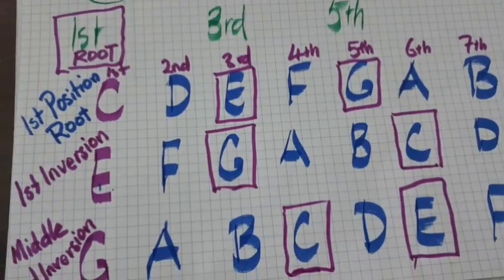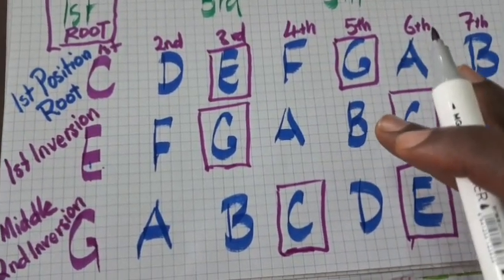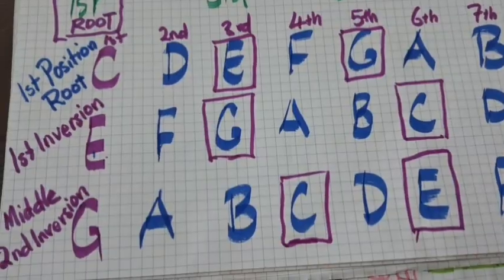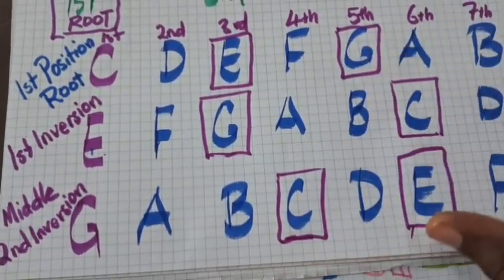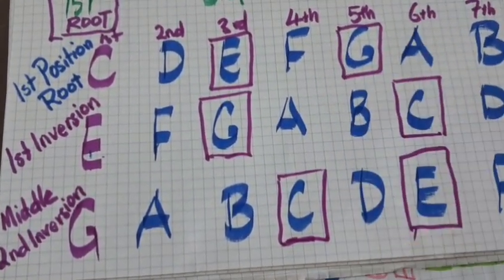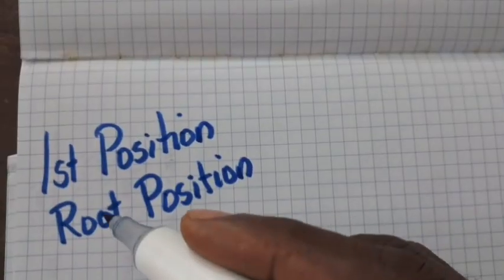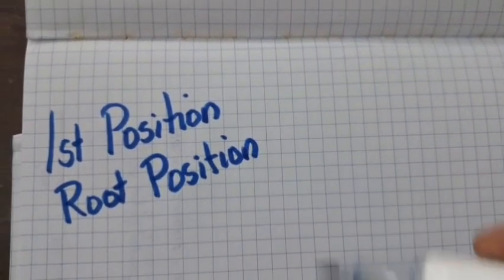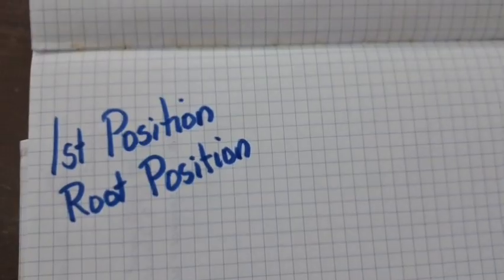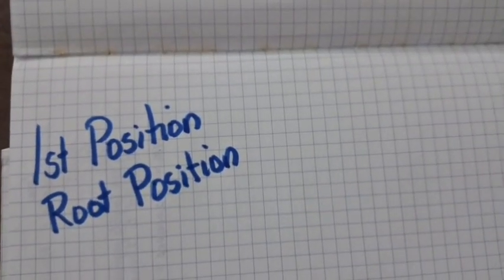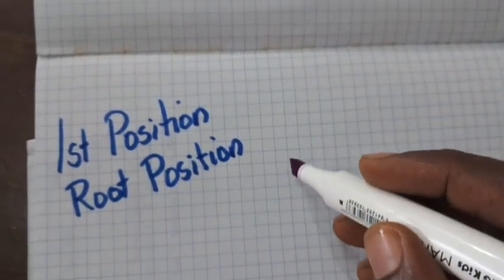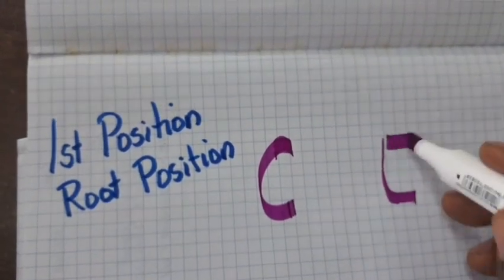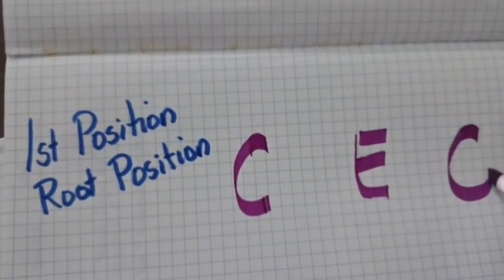Now, let's put it in a different position. Let's bring them out so that they look neater. So this is the first position or the root position. And this is how it appears. We have starting from C, E, and G.